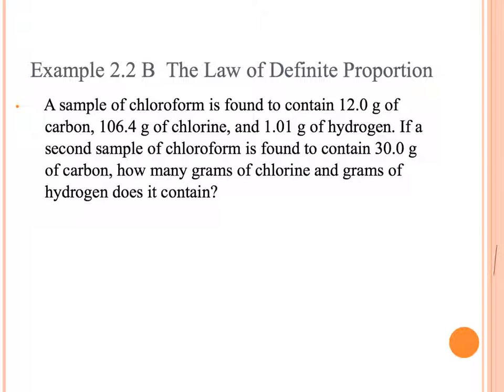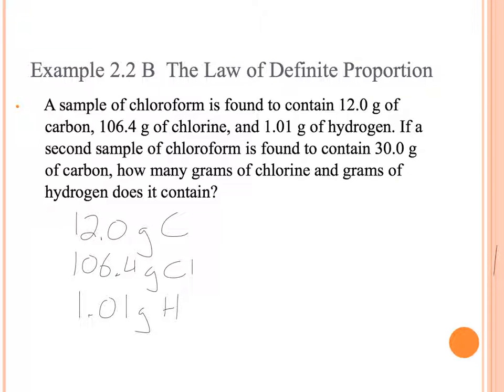And they knew that for every 12 grams of carbon in the chloroform, when they decomposed it, and they had methods to do this, we had 12 grams of carbon. They knew it was made up of carbon, chlorine, and hydrogen. And they always compare everything by masses. So if a second sample of chloroform had 30 grams of carbon, how much chlorine and how much hydrogen would it have?